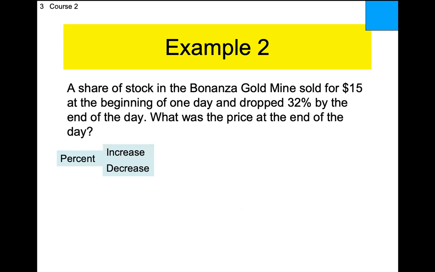So let's see a much harder one. A share of stock. Stock is for publicly traded companies. They issue pieces of paper called stock. One piece of paper means you'll own a little bit of the company. A share of stock in the Bonanza Gold Mine sold for $15 at the beginning of one day.